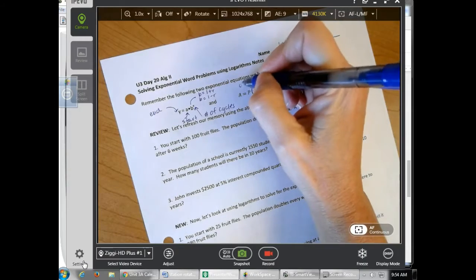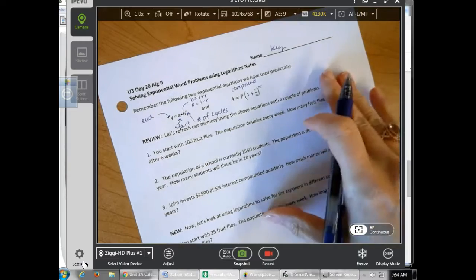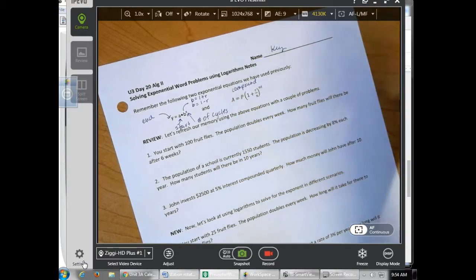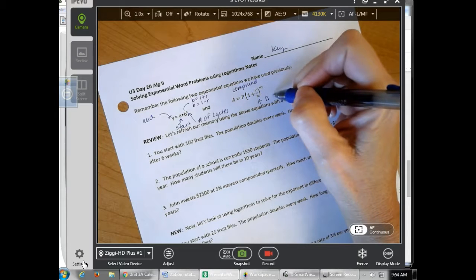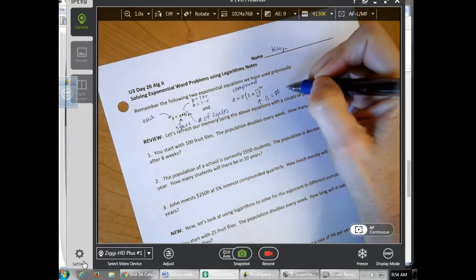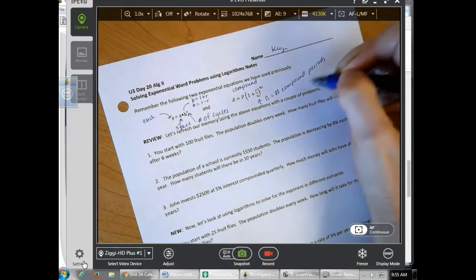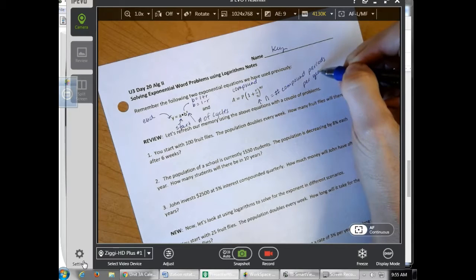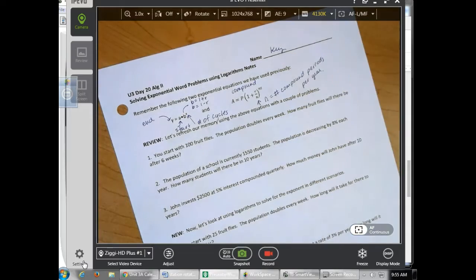So when you see the word compound in your given information, you're going to want to use this formula. And the main thing to remember is you have to use N, and N is the number of compounding periods per year. Number of compound periods per year. And then, of course, you have to adjust the formula. So you're going to be given the formula, so don't worry about that. So let's kind of do a few more like we did in class today.